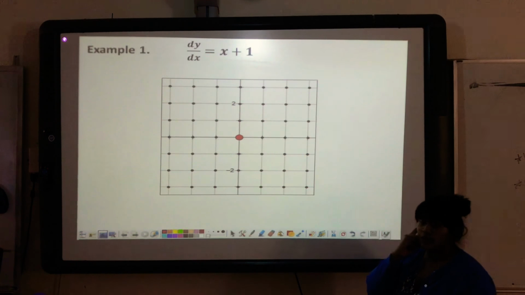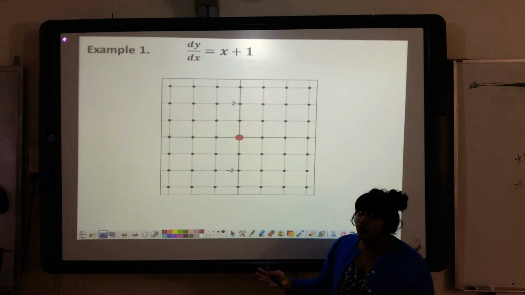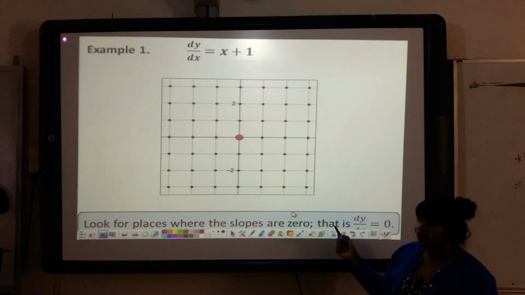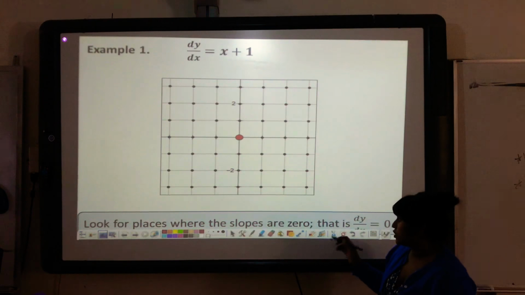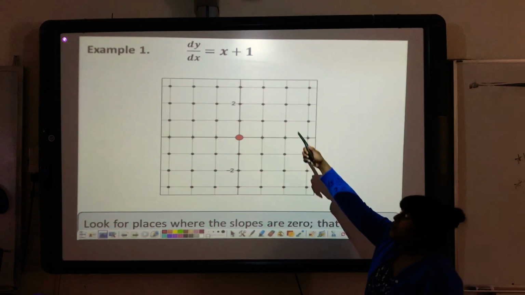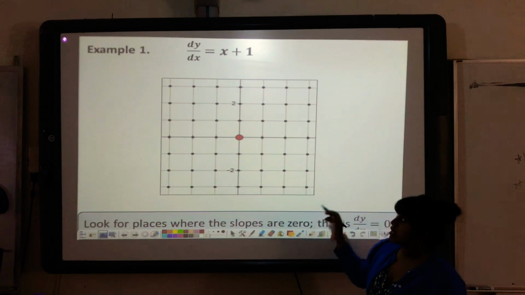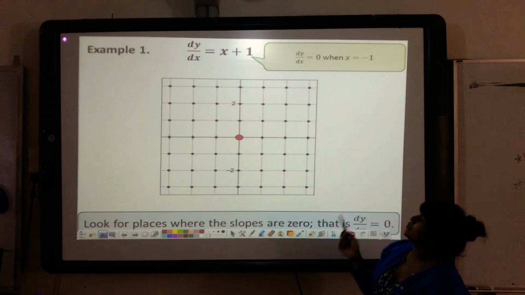Okay, so problem number 1 we'll do together. What they want us to do is create a slope field based off of what we know. So first things first, you want to look for where your slopes equal 0. That's going to be our number 1 point today. So when does slope equal 0? Well, what value of x would make dy/dx equal 0? Negative 1. You are correct. So dy/dx equals 0 when x equals negative 1.